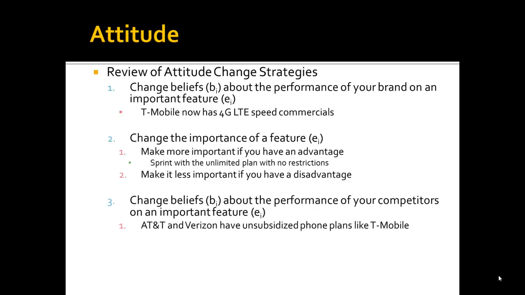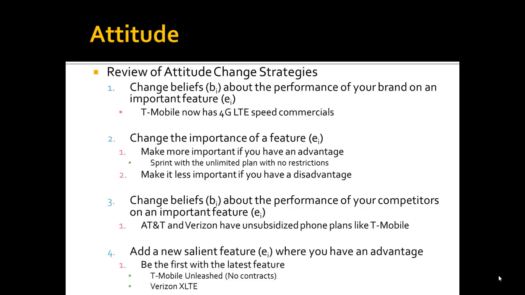The third strategy is change beliefs about the performance of your competitors on an important feature. One way to think about this is AT&T and Verizon now have unsubsidized phone plans like T-Mobile. So with the Verizon Edge plan, for example, you can get a lower cost and lower fees as long as you pay for your phone yourself, and they'll do it through a loan. So now T-Mobile can't claim that they have lower plans than Verizon.